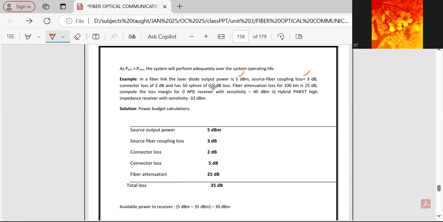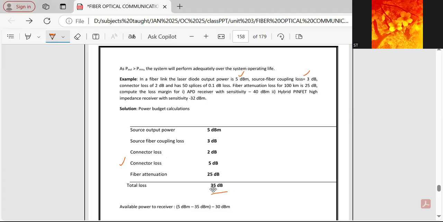So 50 into 0.1, so the total is 0.5 dB. So we have calculated the splice loss for these 50 splices, and all other losses are written as they are, and the fiber attenuation loss is given as 35 dB. So these are the given quantities.